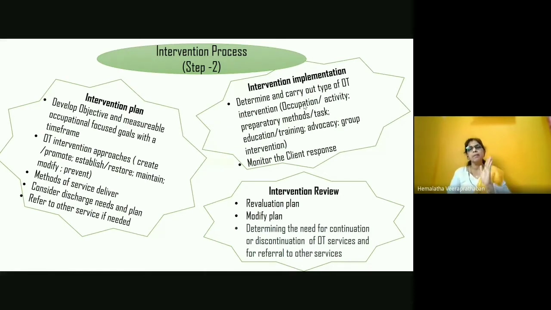Of course, creating a bond between the client and the therapist is very important in the beginning phase, to build a clinical reasoning of self for the therapist, not for anything else. So you will be a model for the family members, and making the family into a therapist is a very important role for each therapist. And while implementing, you have to continuously monitor the client's response by documenting. There are various methods available in the OT process.